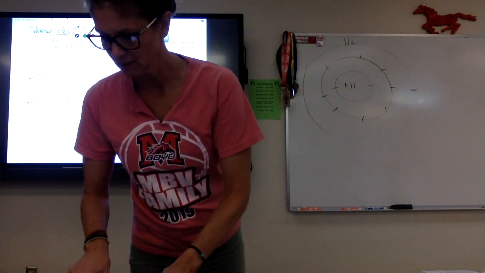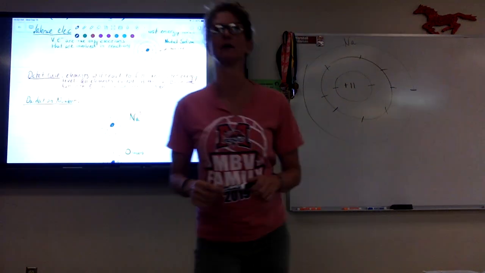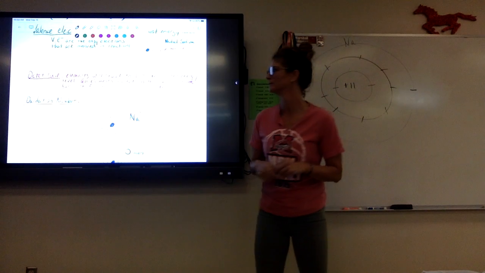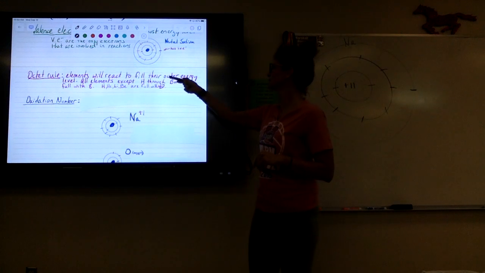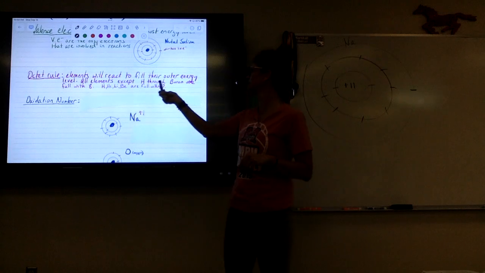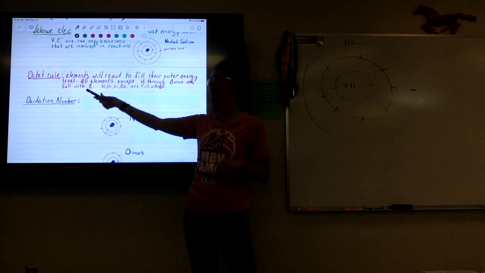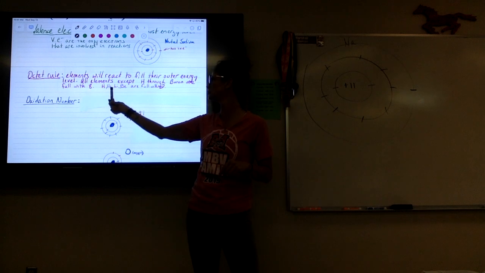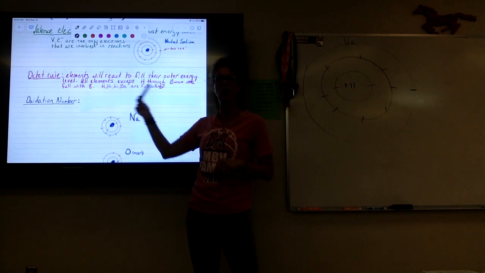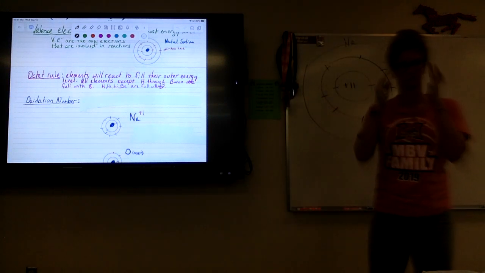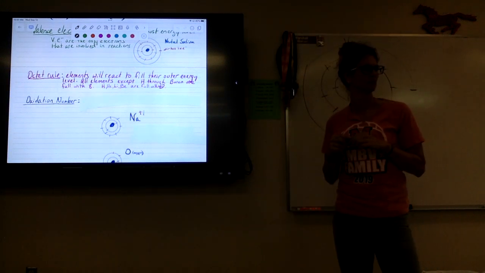Octet rule. This is a fundamental understanding of chemistry. This explains chemistry. Elements will react to fill their outer energy level. All elements except hydrogen through boron are full with 8. Hydrogen through boron, which means hydrogen, helium, lithium, and beryllium, are full when they have 2. That's why sodium is so reactive.